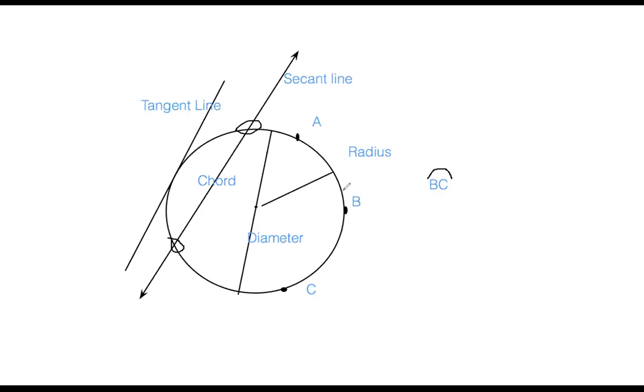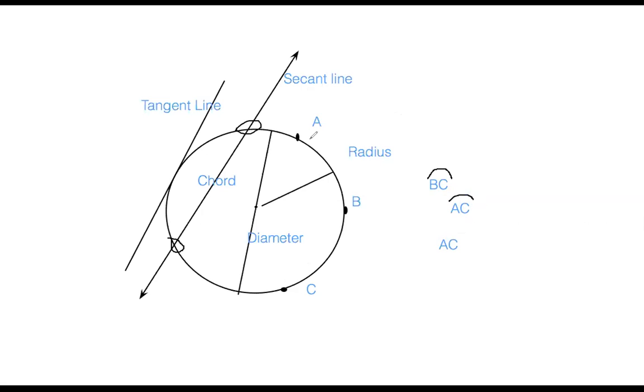Now if I wanted to talk about A to C, I'd say arc AC. If I want to talk about AC, that's the minor arc, what we call the minor arc, because it's the shortest distance around. I would go AC.